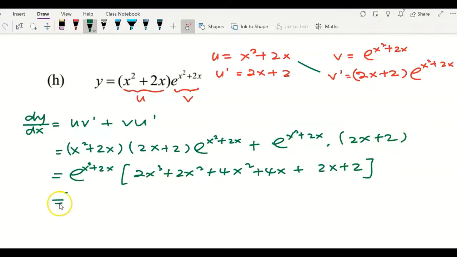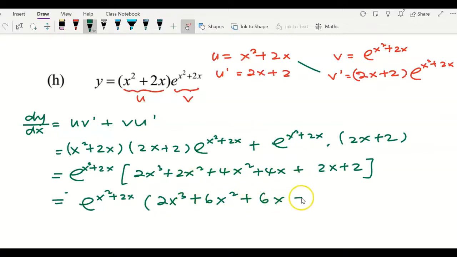Then later on, we're going to check the bracket. In the terms inside the bracket, is there any like term? You can just combine them. 2x cubed, there's only one term, so this is 2x cubed. And the x squared term, we have 6x squared and plus 6x plus 2.